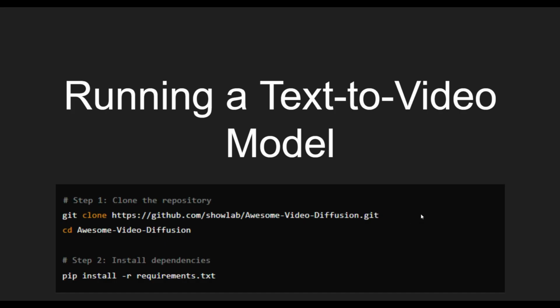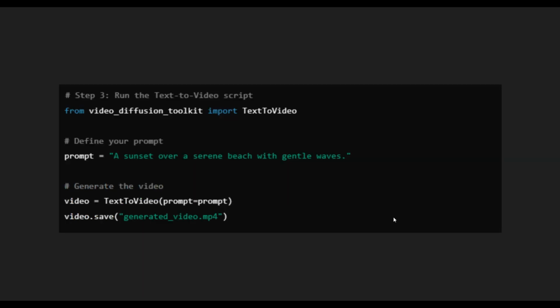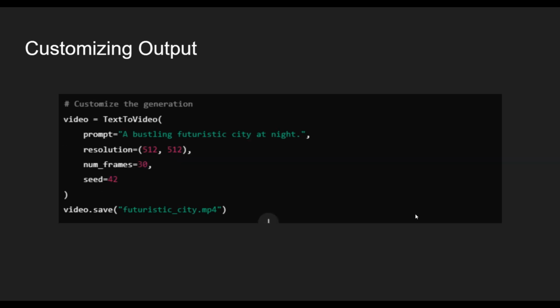Now let's run a demo script for generating video from text. In this example, we use the text-to-video class. You simply pass your prompt, like a sunset over a serene beach, and the model generates the video for you. The result is saved as generate_video.mp4.